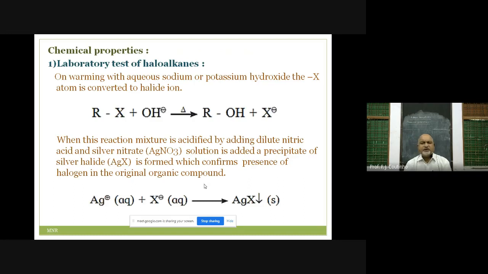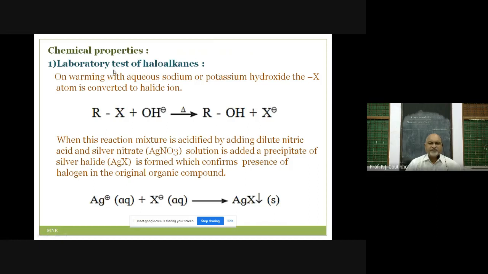The next topic which we are going to cover today is the chemical properties of haloalkanes. Haloalkanes can undergo different chemical reactions. One is nucleophilic substitution reaction. Then elimination reactions are also there. And addition reaction is also there. So 3 types of reactions it can undergo.